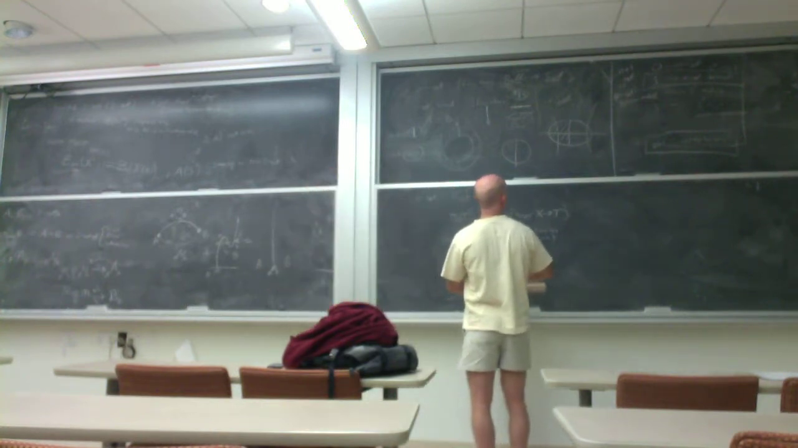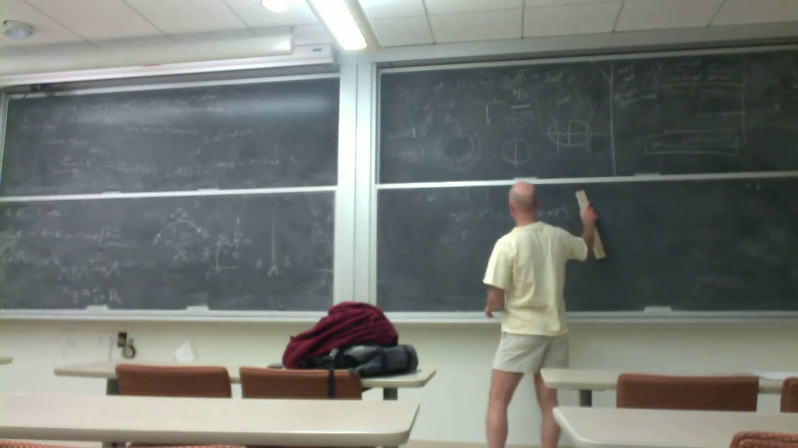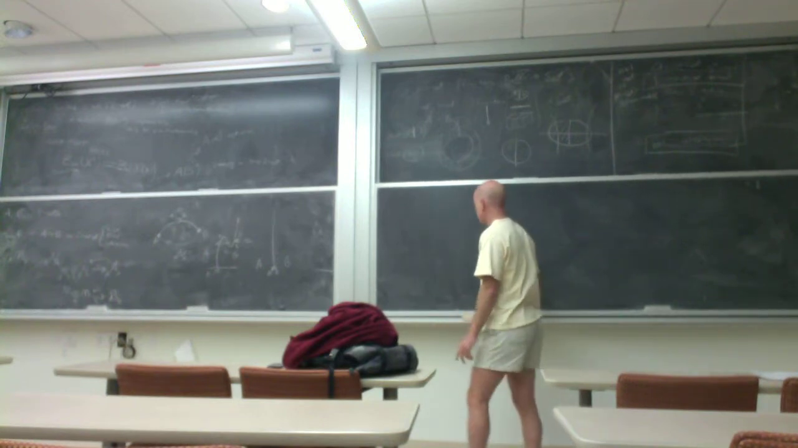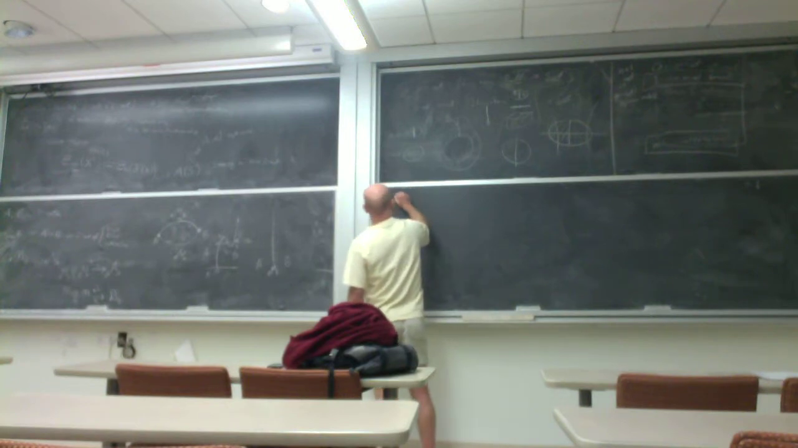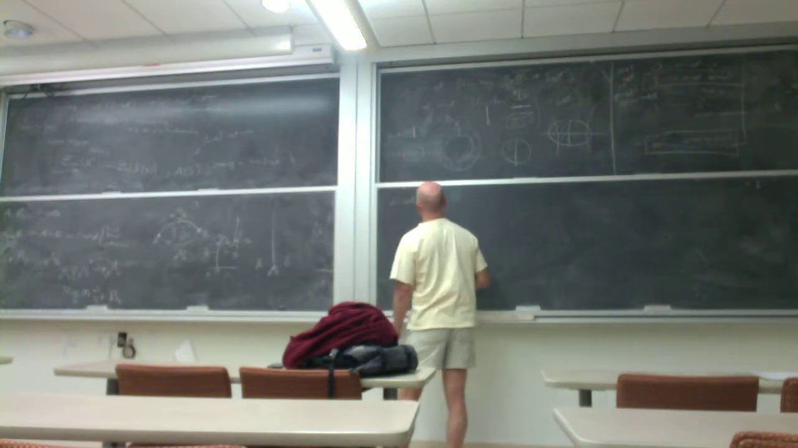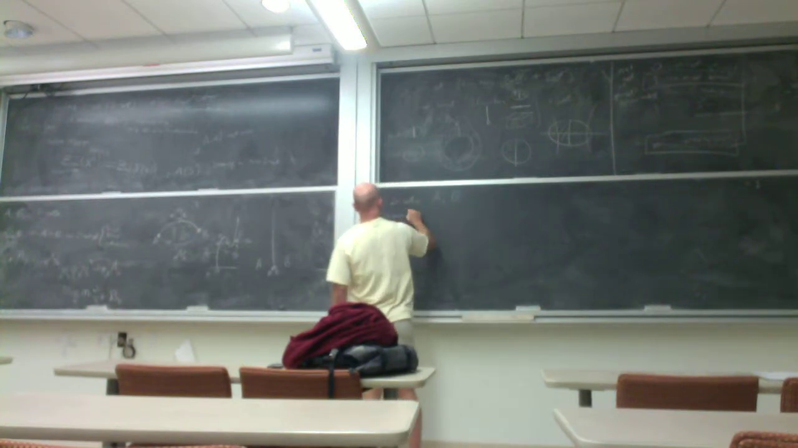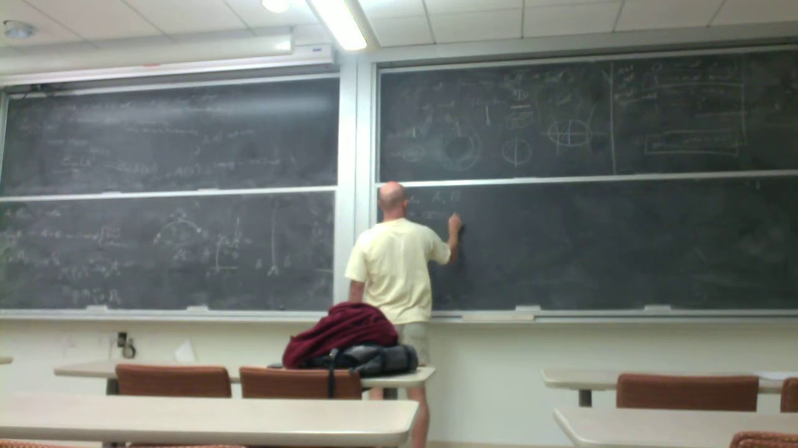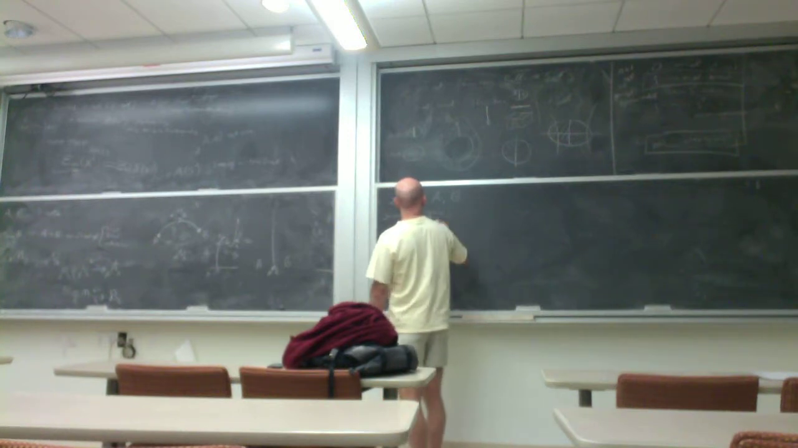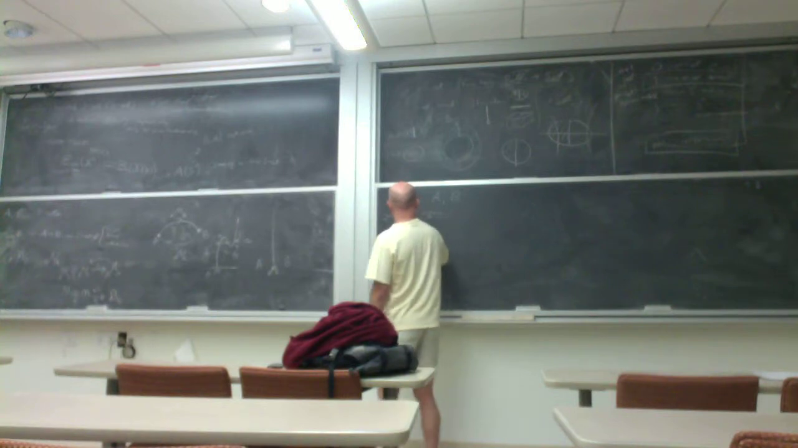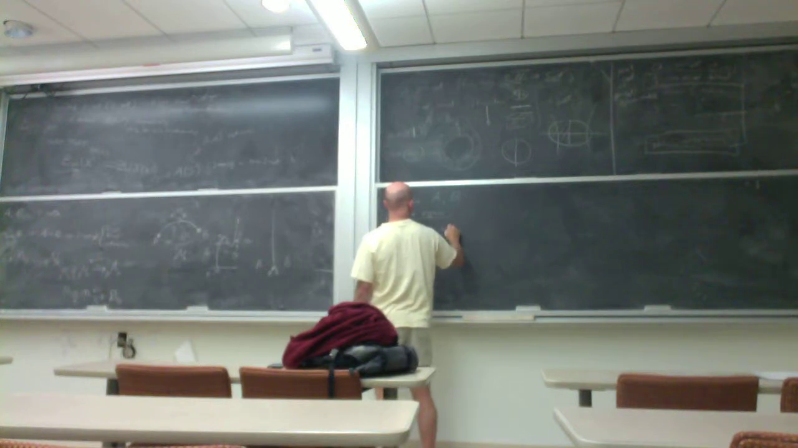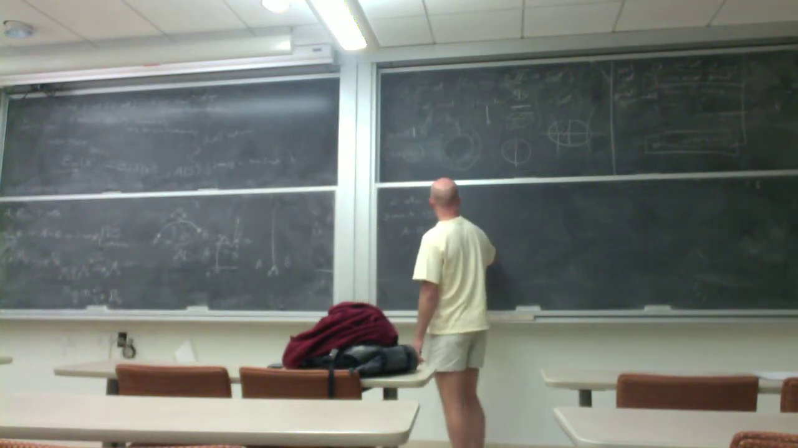Okay, so maybe I'll just take n equals 2, just to be concrete, but everything I'm saying generalizes easily to the higher n case. So I've got two categories, A and B, and a Morita equivalence consists of the following. We have an AB bimodule, once categorified bimodule.